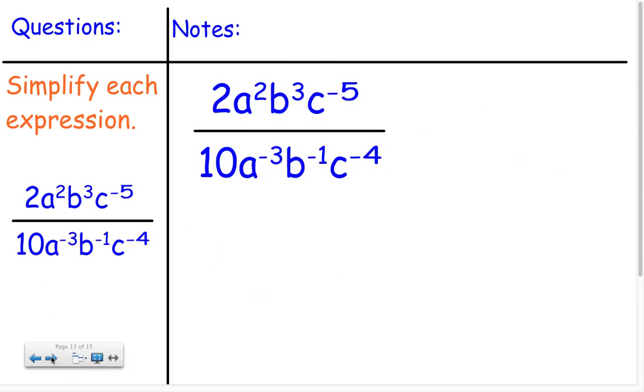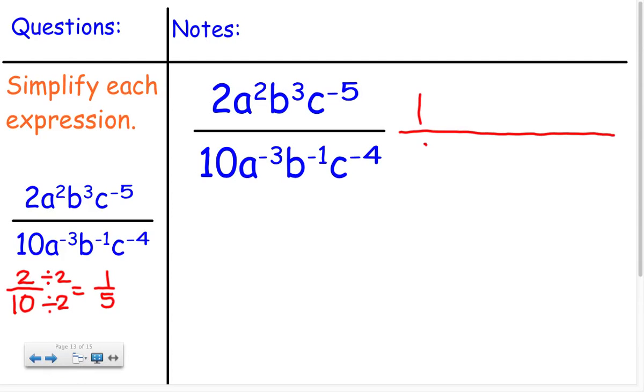Last one, 2a squared b to the 3rd over c to the negative 5th over 10a to the negative 3rd, b to the negative 1st, c to the negative 4th. All right, so 2 over 10, 2 can go into both. So I'll simplify that fraction to be 1/5. And then I'm going to circle all my negative exponents. So negative 5, negative 3, negative 1, negative 4.